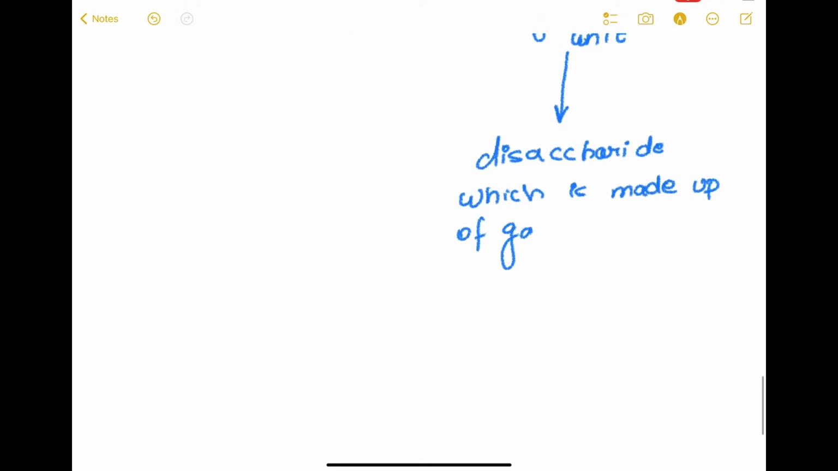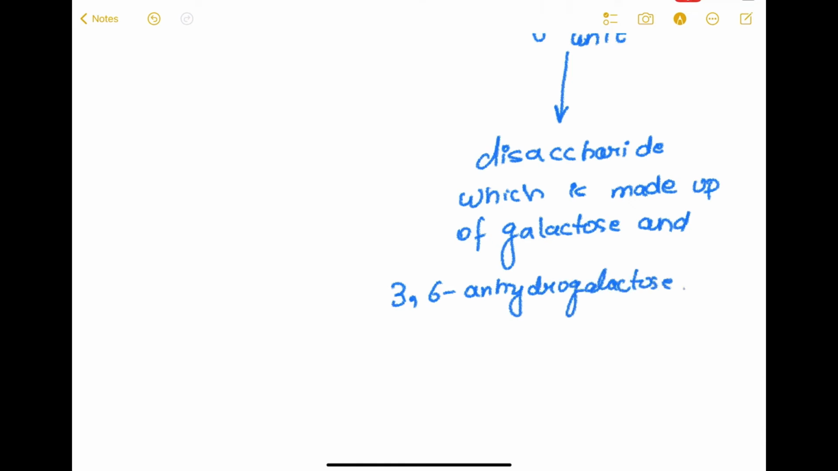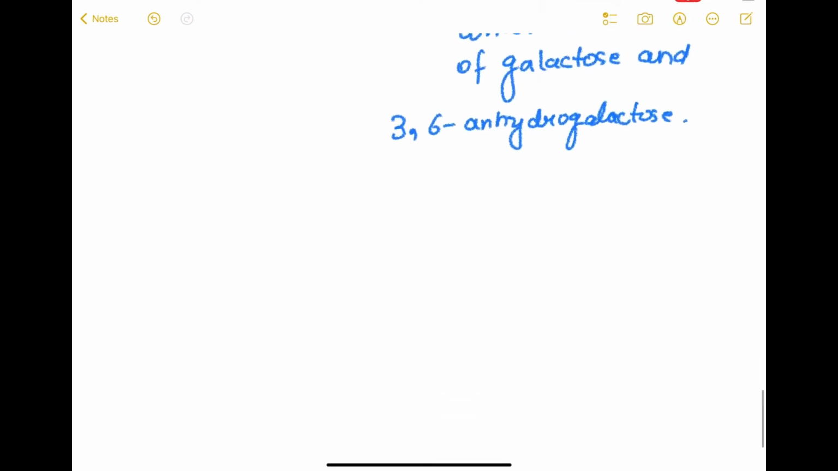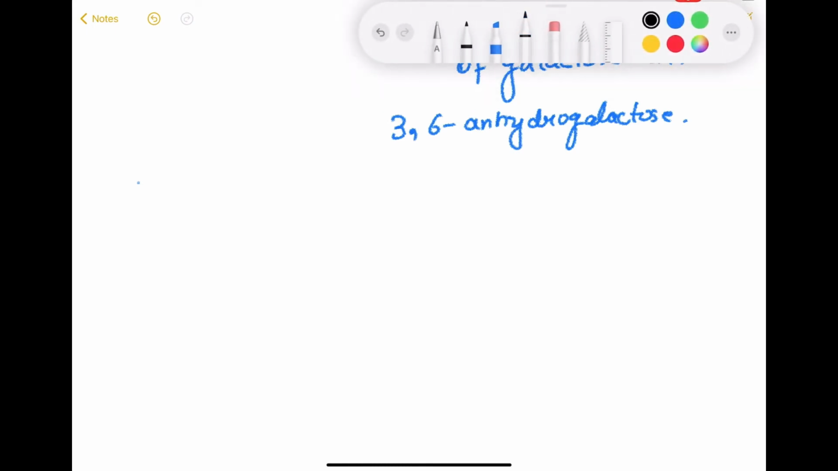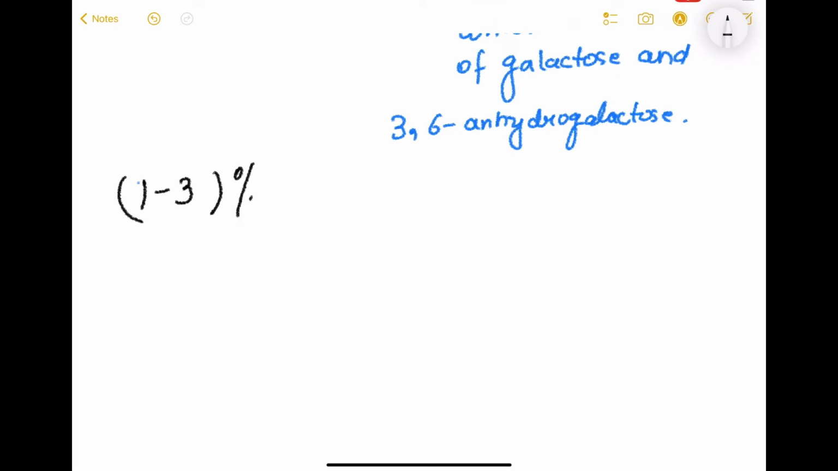This agarose unit is a disaccharide which is made up of galactose and 3,6-anhydrogalactose. So generally in electrophoresis, we use 1 to 3% concentration of agarose.